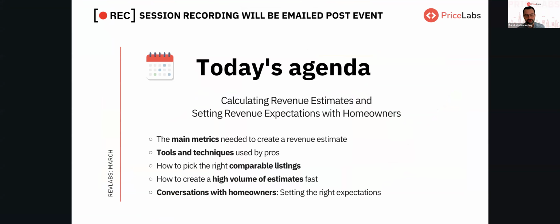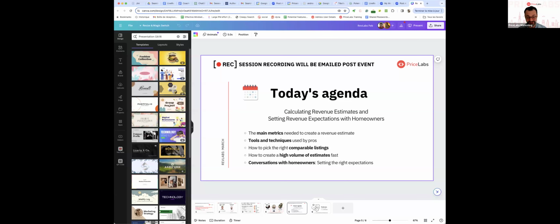So today, as I said, we'll talk about revenue estimates and setting revenue expectations with homeowners. We'll be talking about the main metrics, tools and techniques, from how to pick the right comparable listings to doing a lot of estimates fast, and talking to homeowners, right? Setting expectations. That's really what we're about. And that's it for the slides. Let's just get started with the conversation.